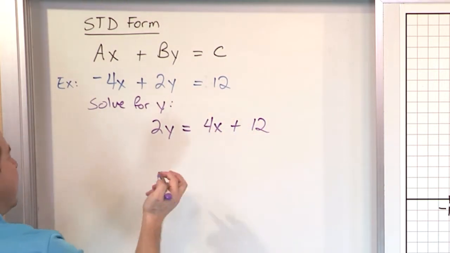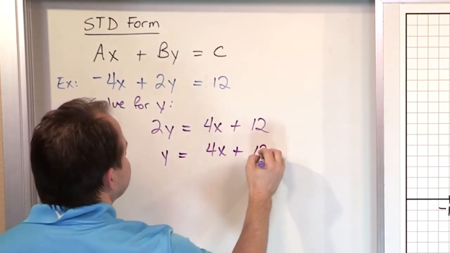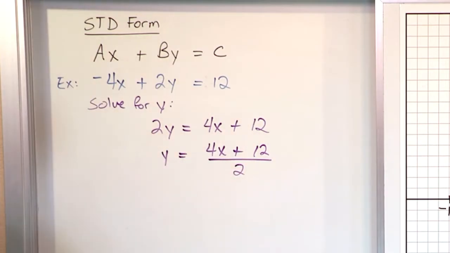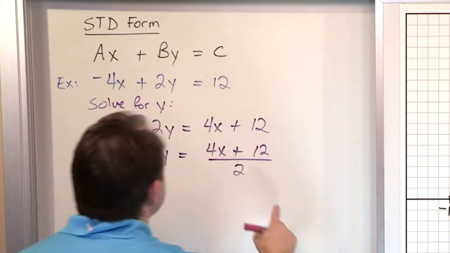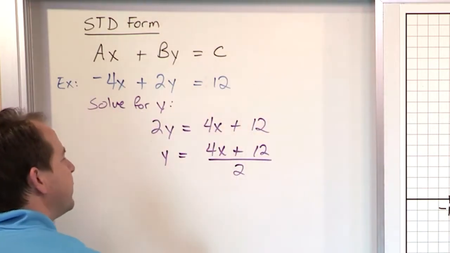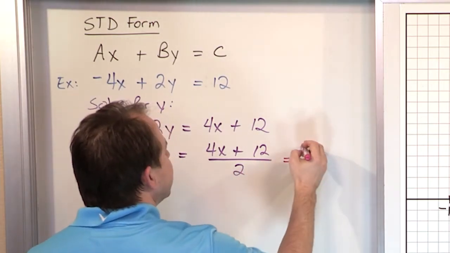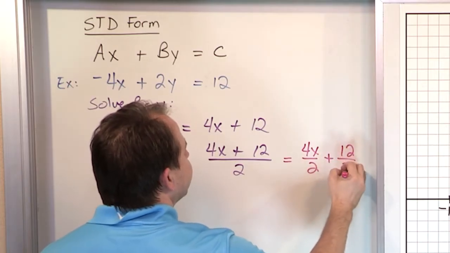Now I want to solve for y. So how do I do that? y is going to be equal to 4x plus 12 divided by the 2, which is out in front. So that's just solving for y. But I think I mentioned this in a few lessons before. When you have an expression on the top joined with a plus or minus, divided by something, I can also write this as 4x over 2 plus 12 over 2.